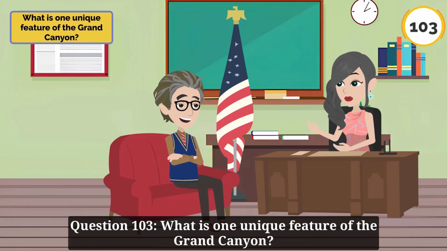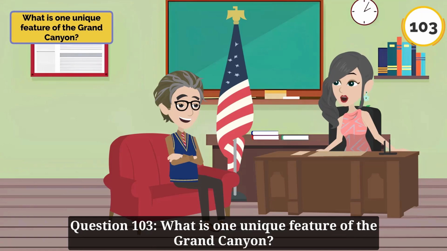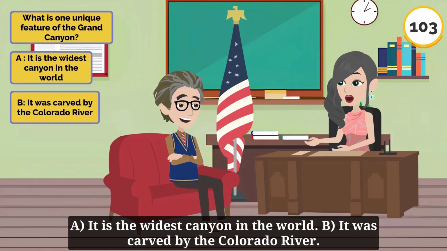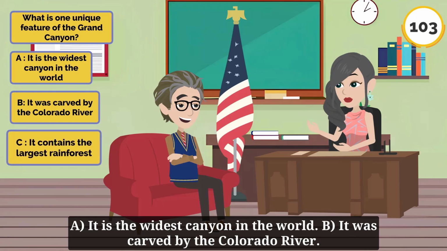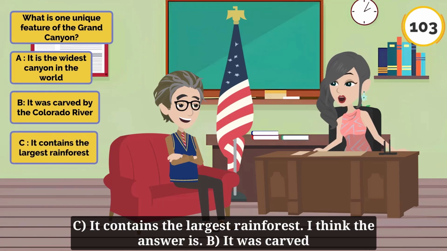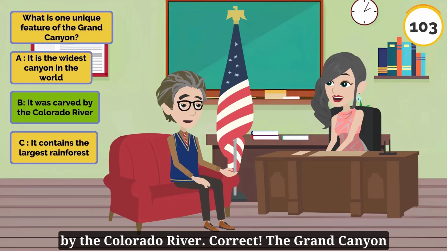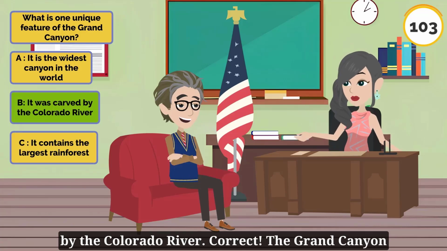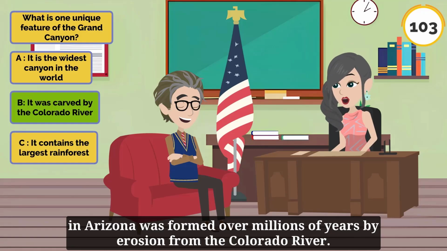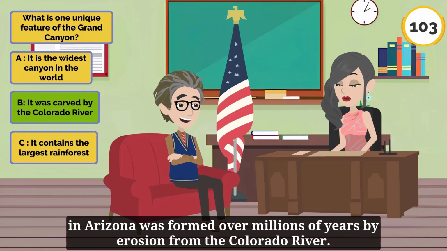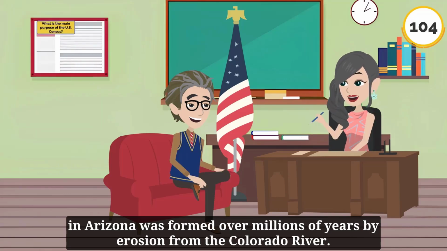Question 103. What is one unique feature of the Grand Canyon? A. It is the widest canyon in the world. B. It was carved by the Colorado River. C. It contains the largest rainforest. I think the answer is B. It was carved by the Colorado River. Correct. The Grand Canyon in Arizona was formed over millions of years by erosion from the Colorado River.